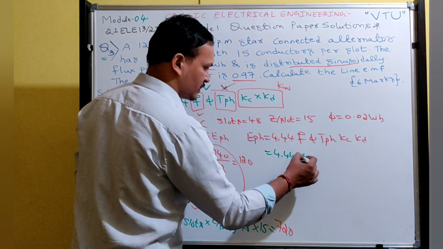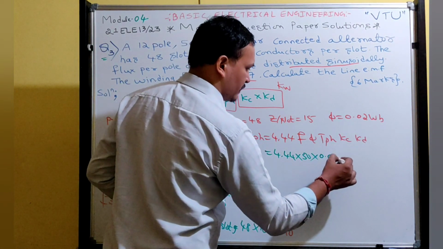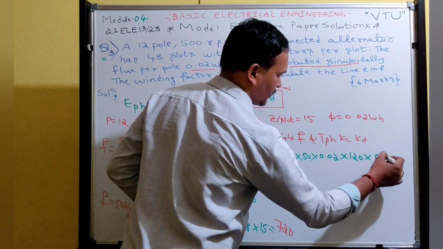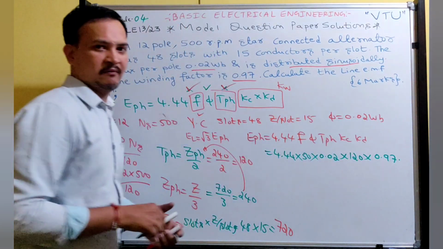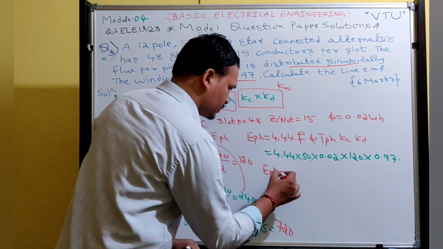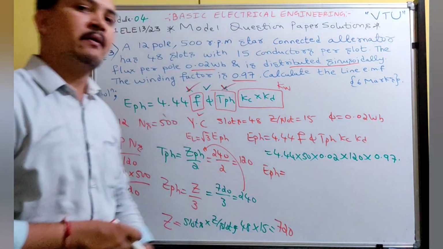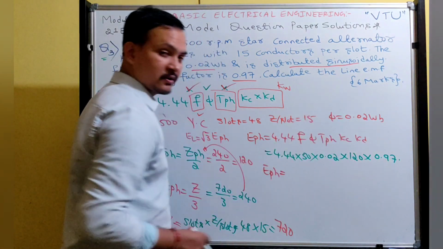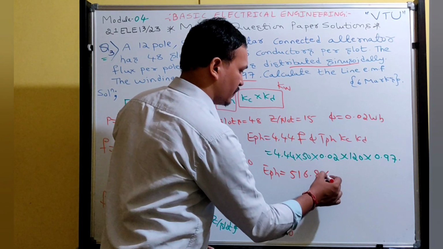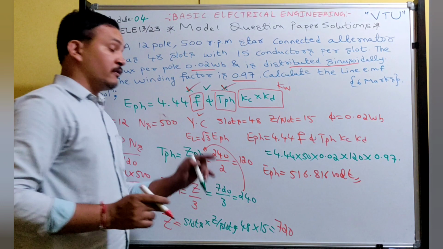4.44. What is the frequency we calculated? 50 we got. And what is the value of flux given? 0.02. What is the number of turns per phase? 120. What is the winding factor? 0.97. Okay. So from this, how much voltage are we going to get? Please multiply all these values. 516.816 volts. Okay, this much is the phase voltage.